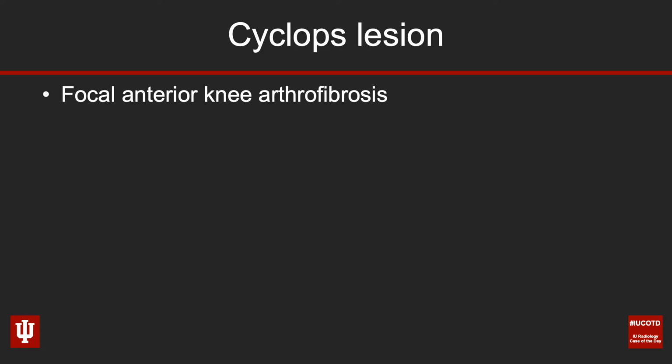Cyclops lesions refer to a focal anterior knee arthrofibrosis. Arthrofibrosis is the excessive accumulation of intra-articular scar tissue which can result in pain, stiffness, and swelling. While arthrofibrosis can occur in a more generalized form, the focal fibroproliferation of cyclops lesion is the most common manifestation.